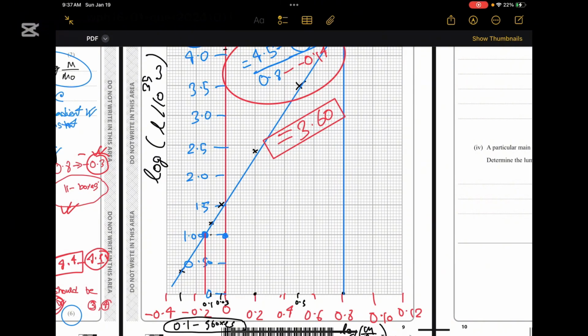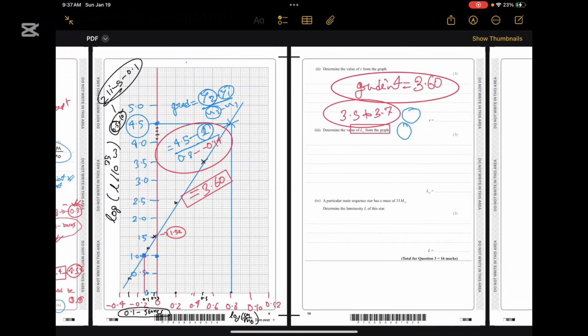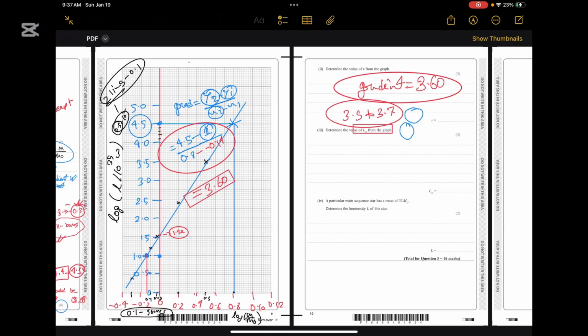y intercept. So right here what we can see is, this was our y intercept, right? This was our y intercept, which was 1.52. This is our y intercept, right? Which is our L naught. So we can write it down as log L naught is equal to y intercept is equal to 1.52. Okay, we have taken it as 1.52.